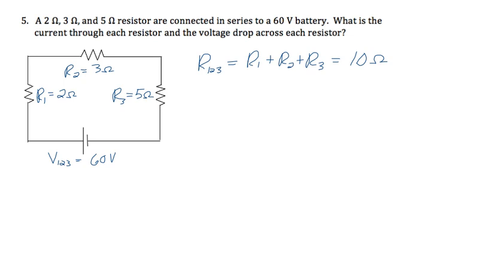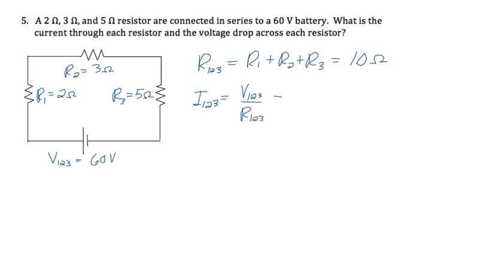So the equivalent resistance is R123, and once we know that, we can figure out the current that leaves the battery. So the current that leaves the battery is going to be I123. To get that, we're using Ohm's law, so it's going to be V123 divided by R123.